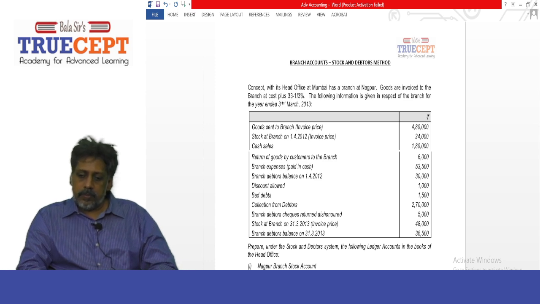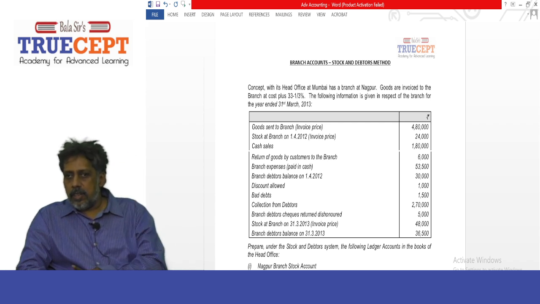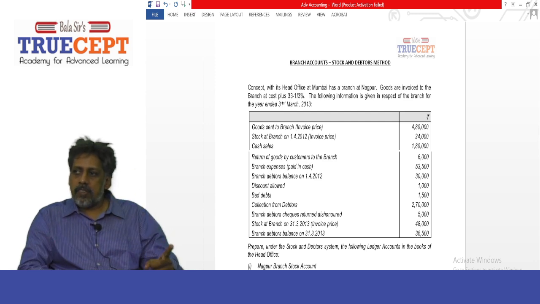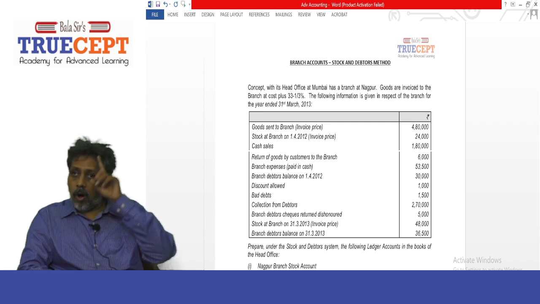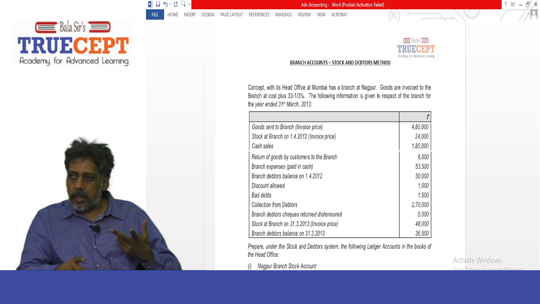So Concept, with its head office at Mumbai, has a branch at Nagpur. Goods are invoiced to the branch at cost plus 33 1/3%. You all know this: when the profit is 1/3 on cost, it is 1/4 on sales, or you can say invoice price. It is given that the goods are transferred to the branch at cost plus 33 1/3% on cost, so nothing but 1/3 as a fraction, right? So 33.33% is nothing but 1/3 on cost, which will be 1/4 on invoice price.